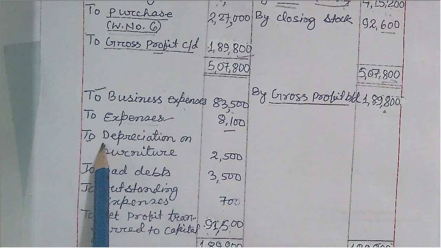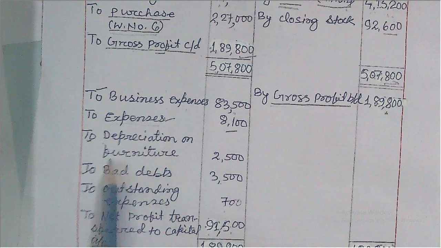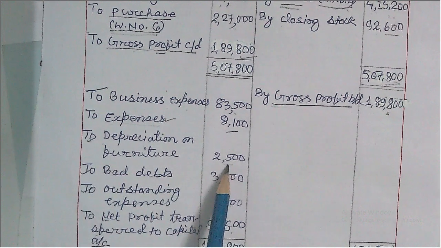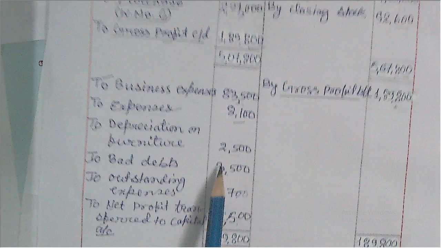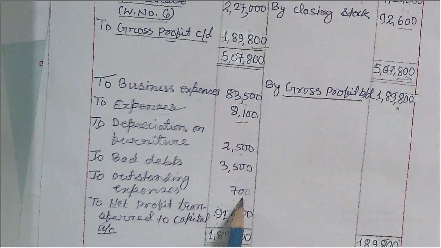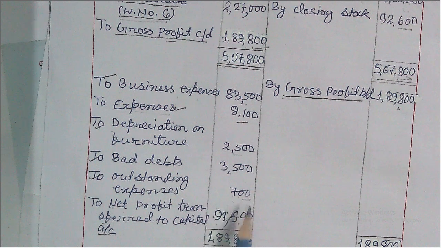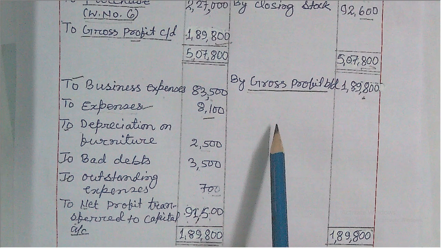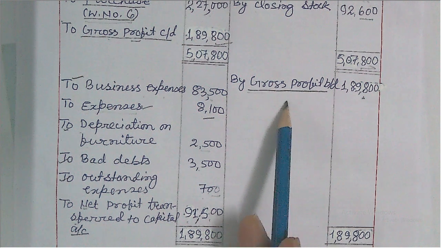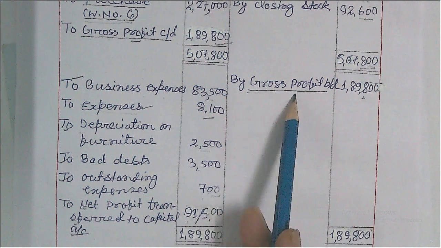Similarly, these are the adjustment information. Depreciation on furniture 2,500, amount given directly. Bad debts amount given directly 3,500. Outstanding expenses amount given 700. So these are debited. But on the credit side, there is no income in the profit and loss account. There is no income, so nothing except gross profit.